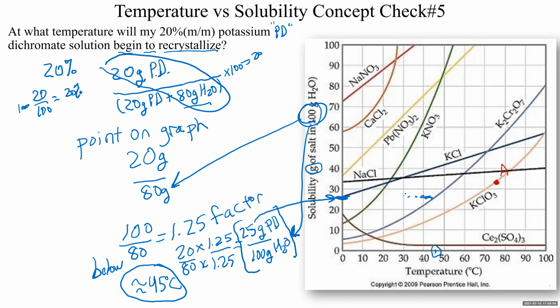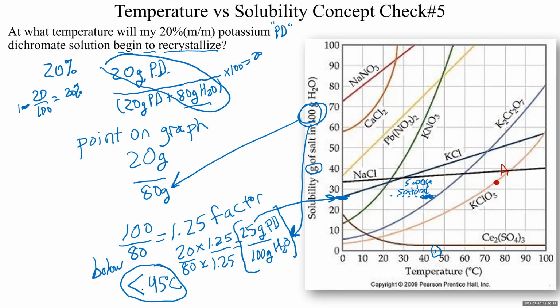At 45, you are saturated. All of these points to the left represent supersaturated. Only at 45 are you at a saturated point, but at any point to the left, without decreasing the concentration, you're at supersaturation. So technically, it would have to be below 45, like 44.9 and lower. So less than 45. Instead of putting an equals, I should actually put a less than.